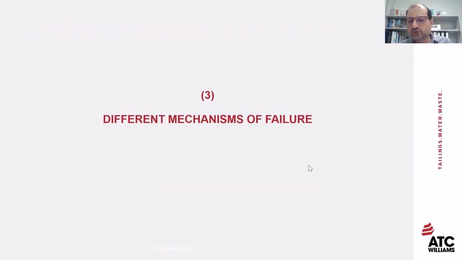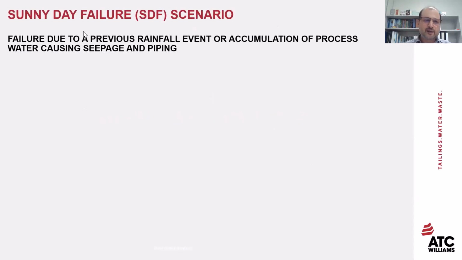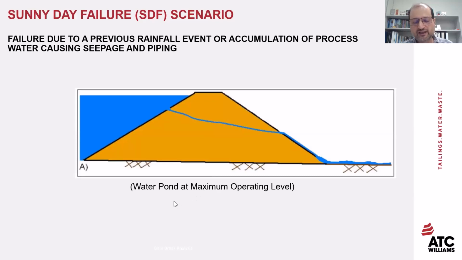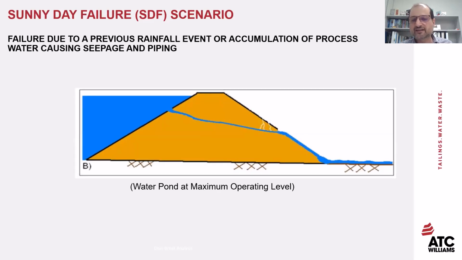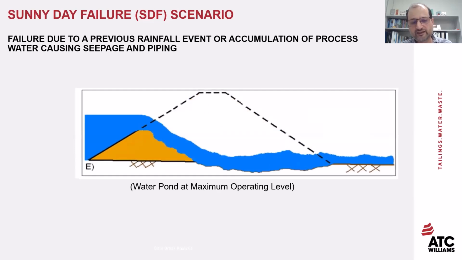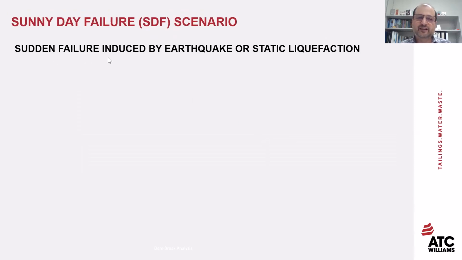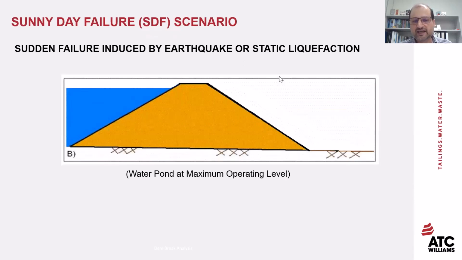The different mechanisms that we can imagine will cause a tailings dam to fail can be summarized as either a sunny day failure scenario, which is failure due to a previous rainfall event stored in the dam or accumulation of process water causing a seepage and piping failure through the embankment structure. Usually the assumption for this sunny day failure is water pond at the maximum operating pond, an opening in the embankment, seepage increasing in the embankment, and then gradually causing failure of the embankment to a certain height or total failure of the embankment. Or a sunny day failure can be caused by sudden failure induced by earthquake or static liquefaction. The dam stores tailings and water at maximum operating level, and all of a sudden, due to static liquefaction or earthquake, it fails.